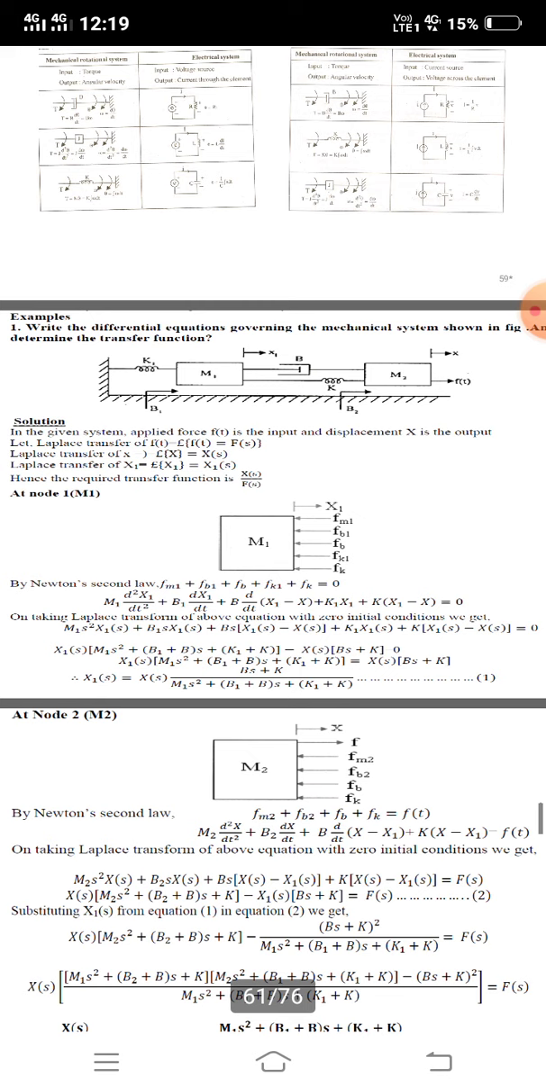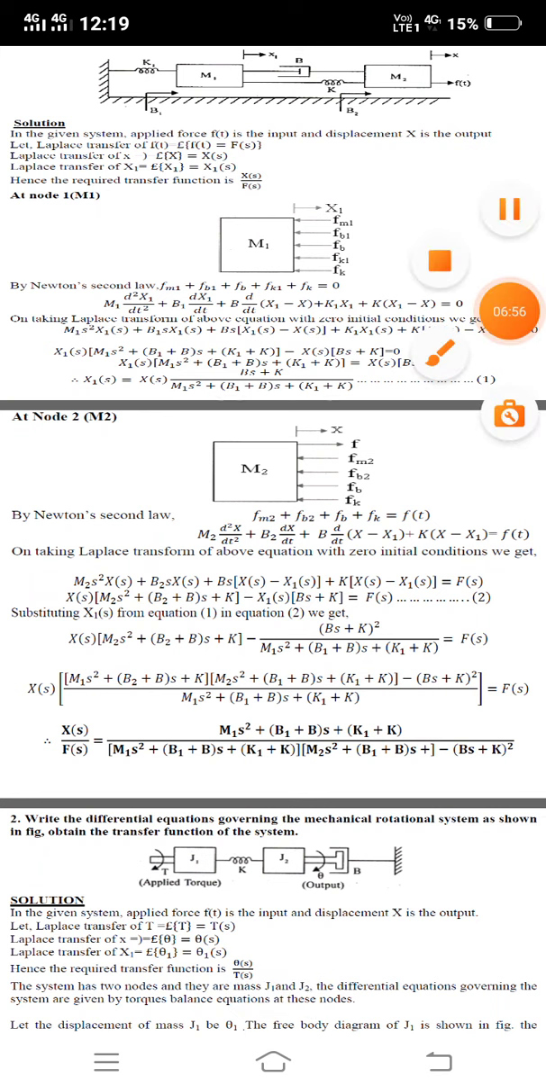X1(s) appears in this equation. We already have the X1(s) value from the first equation, so that X1(s) expression is substituted here. After substituting, we can conclude the transfer function X(s) by F(s). The values are put down here. Hope everyone understood this concept. Next class we will see more.